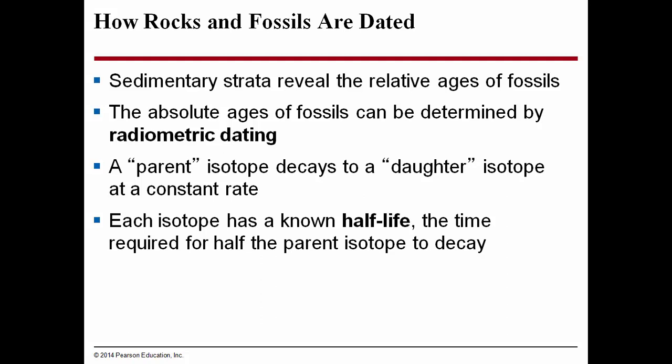Sedimentary strata reveal the relative ages of fossils. The absolute ages of fossils can be determined by radiometric dating. There's radiocarbon dating, and there's other radioisotopic dating that can occur with different isotopes. A parent isotope decays to a daughter isotope at a constant rate. Each isotope has a known half-life, the time required for half of the parent isotope to decay.